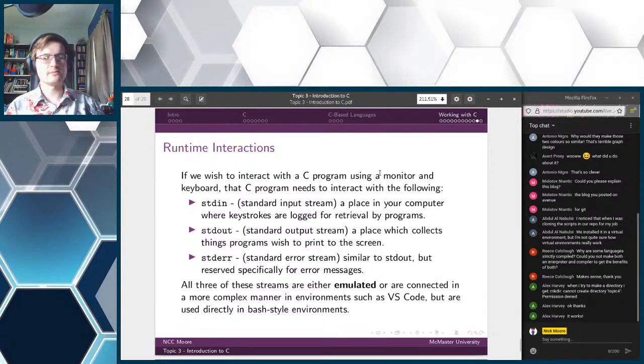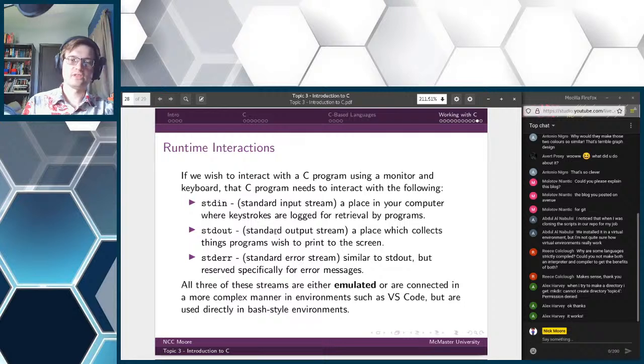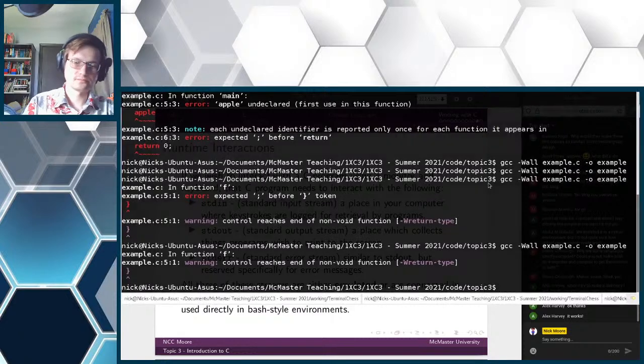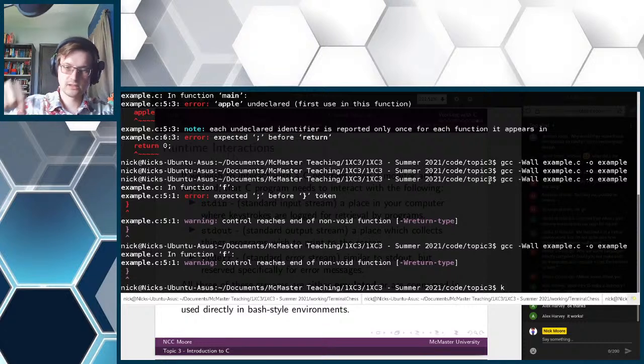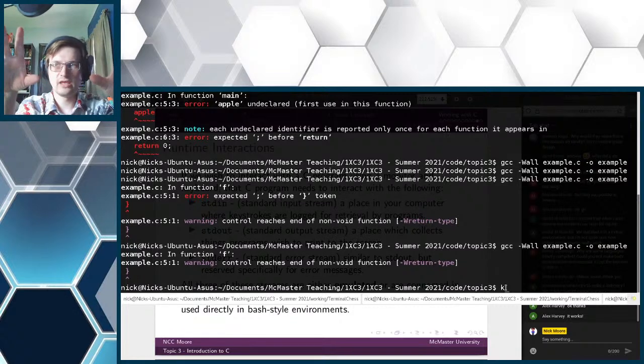If we wish to interact with a CPU program using a monitor and keyboard, which you probably will want to, C needs to interact with the following: standard input, standard output, and standard error. STDIN is the standard input stream. This is the place in your computer where keystrokes are logged for retrieval by programs. So, like my terminal right here. This terminal is waiting for input. When I hit a button on my computer, this K button that I press sends a signal to the operating system. The operating system stores K in a file called standard input.